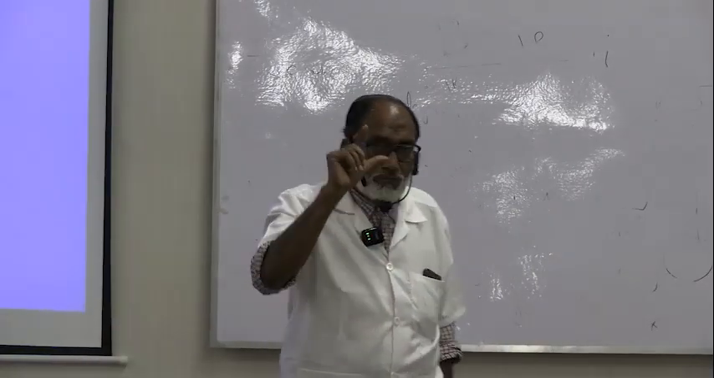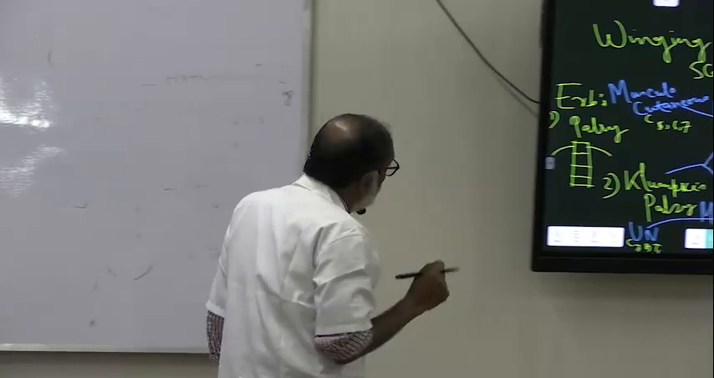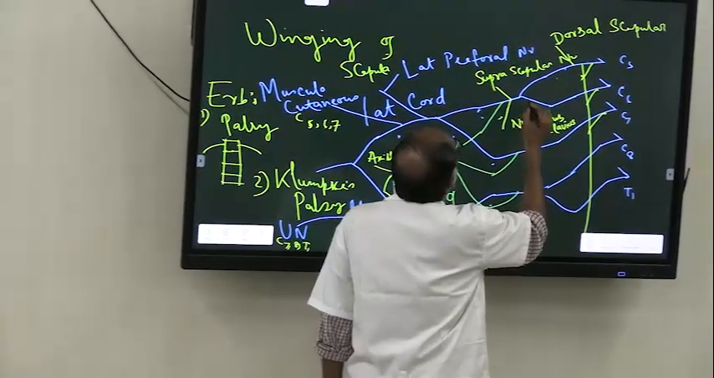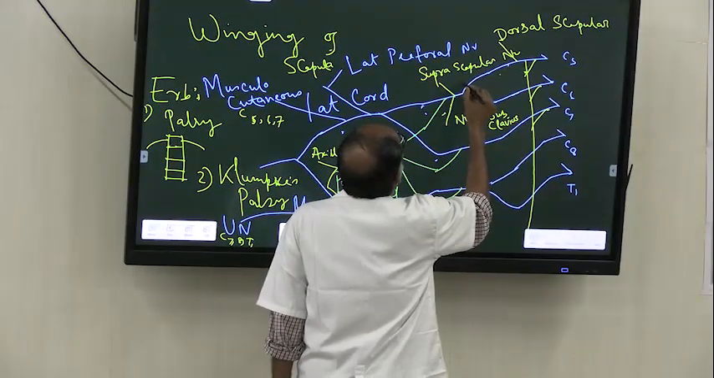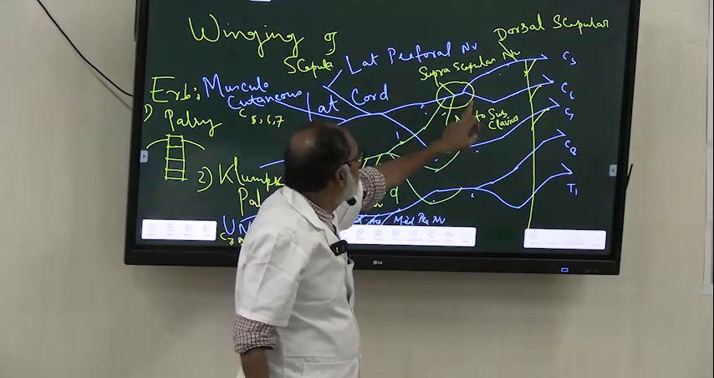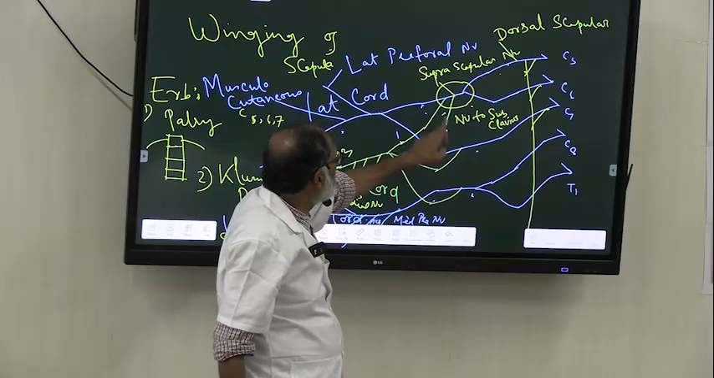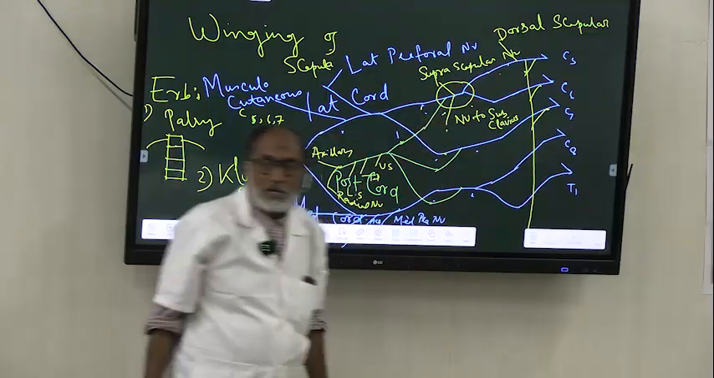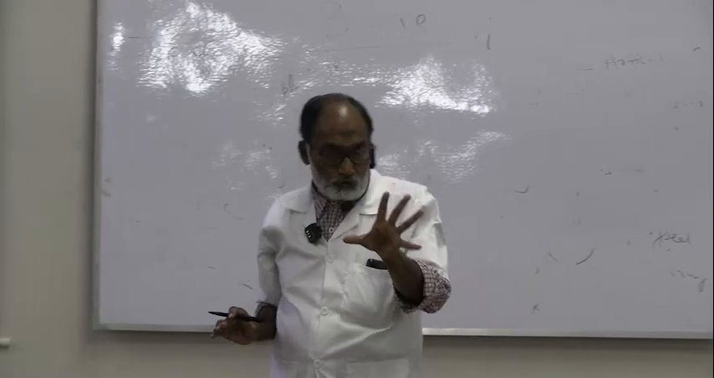There is a point, that is the Erb's point. What is that Erb's point? Here you see this part. C5 root, C6 root, suprascapular nerve, nerve to subclavius, and there are anterior division and posterior division. This part is known as Erb's point. This Erb's point may be injured.